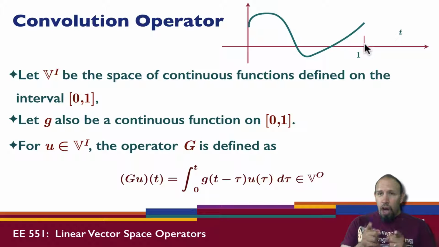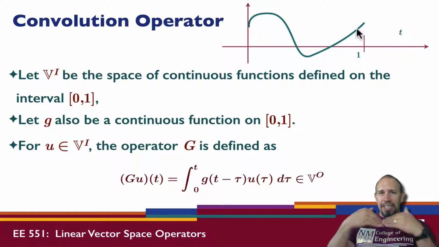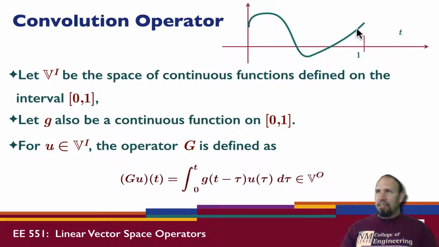Now, if you recall, in any interval, there are an infinite number of values in that interval. No matter how big the interval is, there's an infinite number of values. And so this function basically assigns a value to every value along this axis. So there are an infinite number of values along here. Continuous function means that it's connected. You know, there can't be any breaks in it, right?